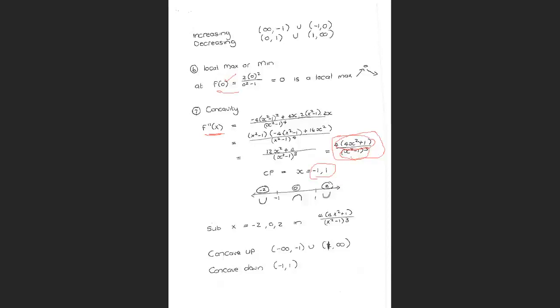So test some value less than minus 1. I choose minus 2. If you get a positive result, it means it's concave upward. Then choose between minus 1 and 1, you can use 0. If you get a negative result, you know that it's going to be concave down. Choose a value bigger than 1. Again, it's positive. That's why we have concave up.